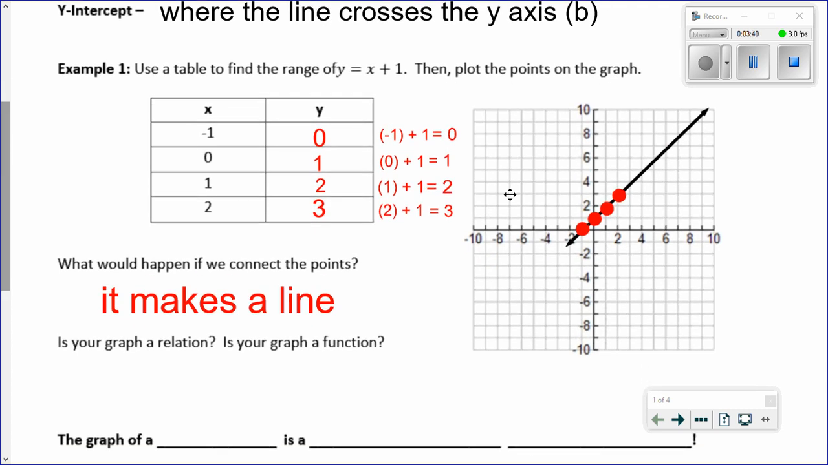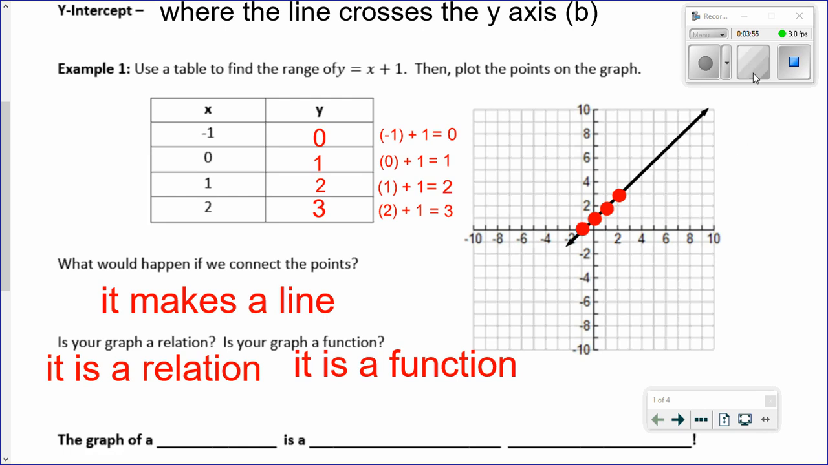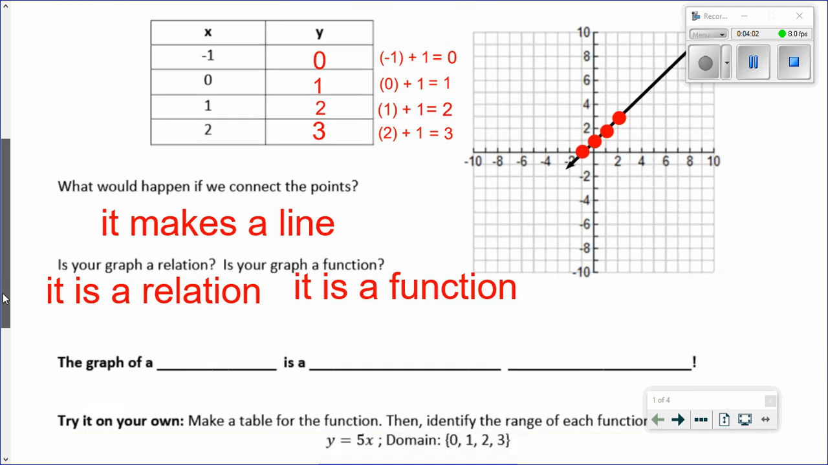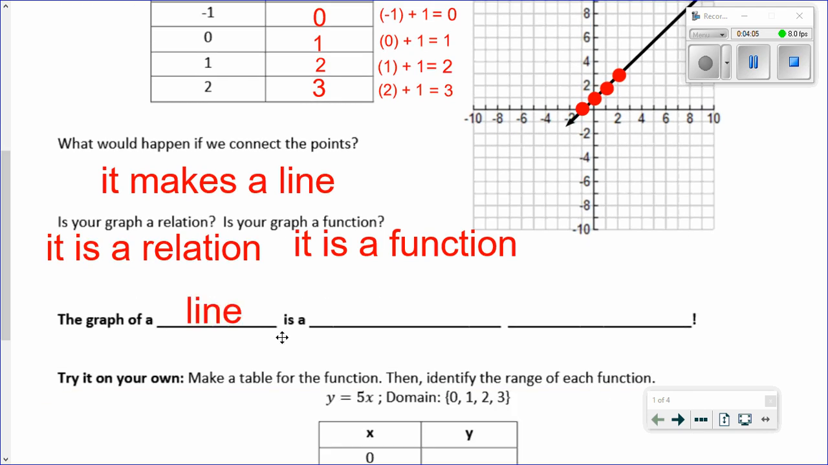Now that I have my graph, the line graphed here, I can answer these questions. Is your graph a relation? Yes, it's a relation because it's still a set of ordered pairs. Is it a function? Yes, it's a function because if I look at my line, it will pass my vertical line test. The graph of a line is a linear function. So I know if my equation creates a line, that equation is a linear function.